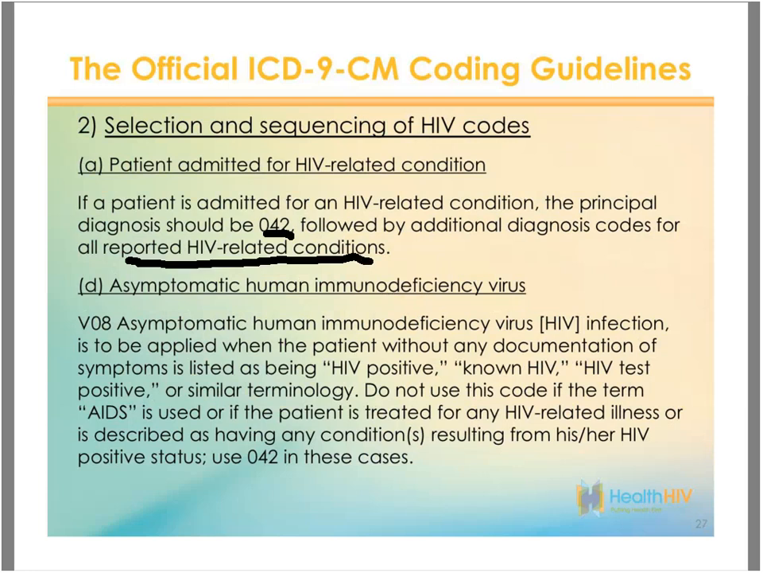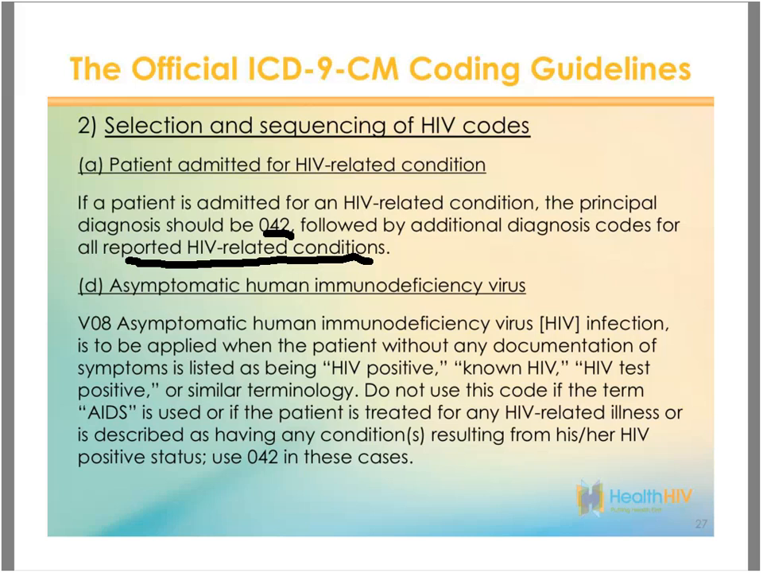And the resource document that was created provides the summary of the diagnosis codes for most of the commonly reported HIV-related conditions. There's a long laundry list, and that list can be found on the Centers for Disease Control's website. But in the interest of time, we pulled together just the most common ones, and we'll see those in a moment.